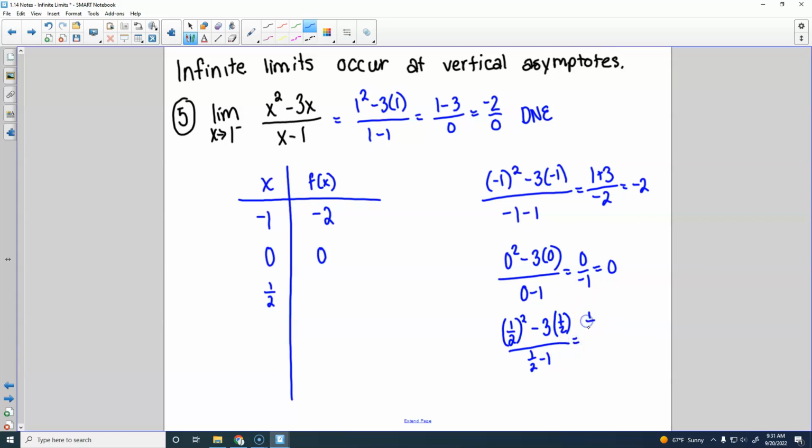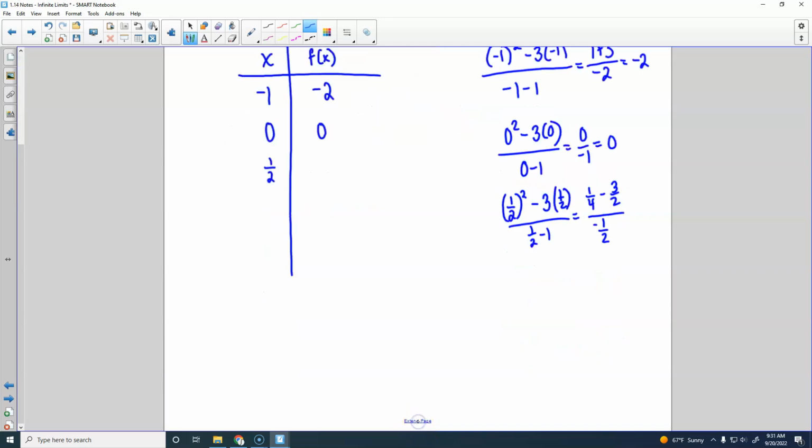So I got 1/4 minus 3/2 over negative 1/2. You can see this is a pain, right? So this would be 6/4, because we got to get common denominators there. So we've got negative 5/4 over negative 1/2.